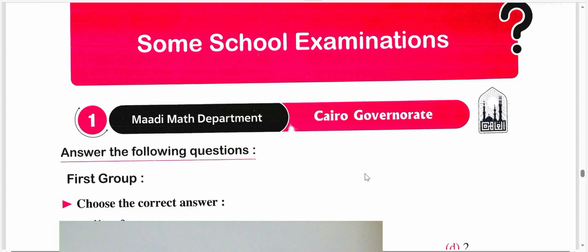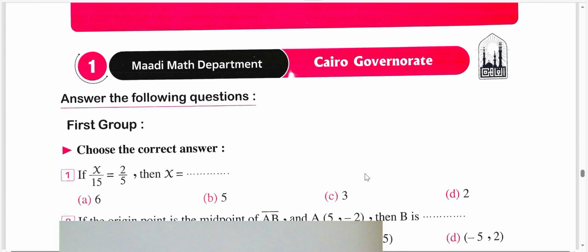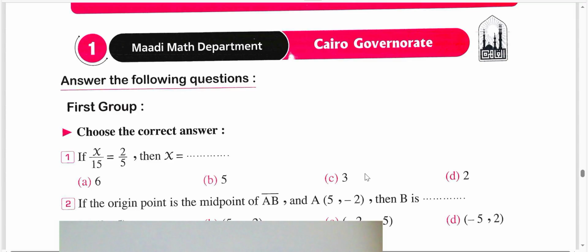First model from Cairo Governorate. First question here, first group, choose the correct answer. Number 1, if x over 15 equals 2 over 5, then x equals. We know 5 times 3 is 15, 2 times 3 equals 6, then the value of x equals 6. Or the product of extremes equals the product of means. 2 times 15 equals 30. 30 divided by 5 equals 6. Choose letter A.